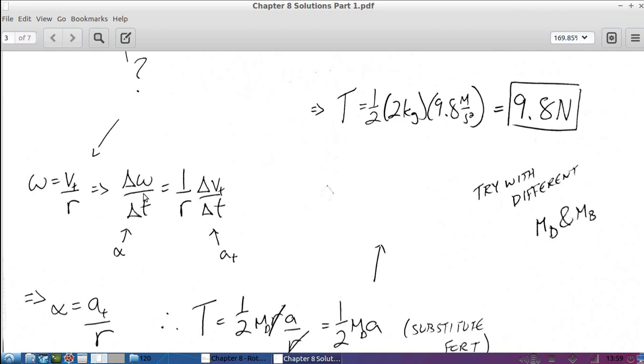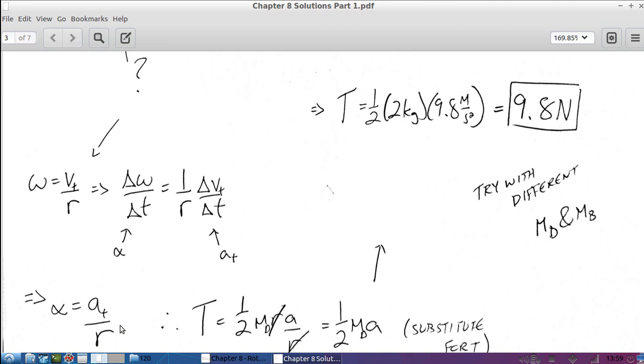So I'm informally showing you that if I take the rate of change of both sides with respect to time, the left side becomes alpha. The radius is constant, so I can pull that out, 1 over r, and then I have delta v over delta t. That's my tangential acceleration. So just like omega is v tangential over r, alpha is a tangential over r.